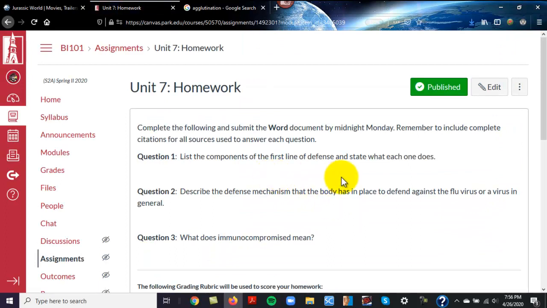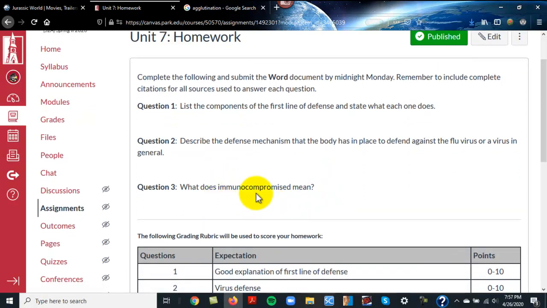List the components of the first line of defense. There's two of those. It's skin and mucous membranes. Talk about that in the outline. Describe the defense mechanism. Okay, that's going to say pick one part of what's called the second line of defense. And what does the term immunocompromised mean? So that's going to be your homework.